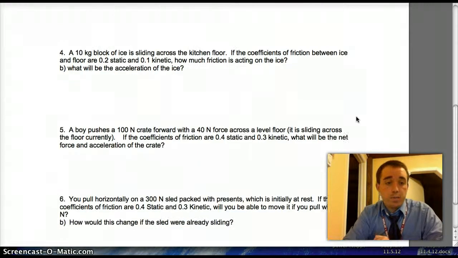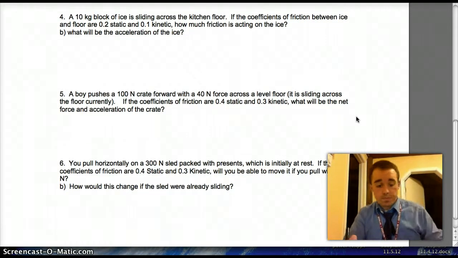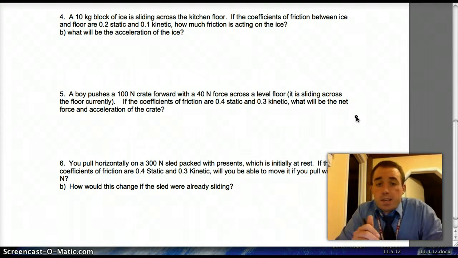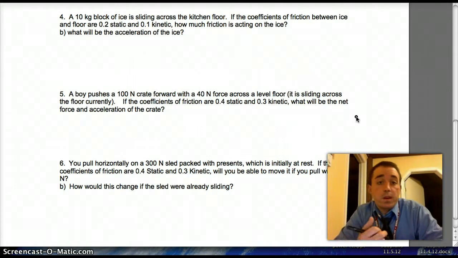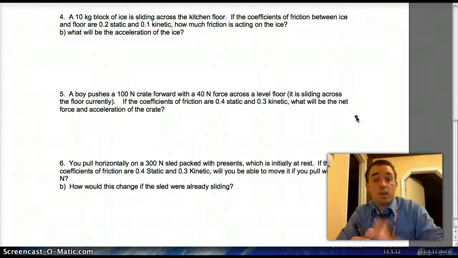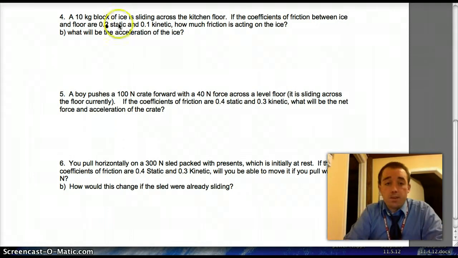Okay, question 4. Moving right along. This will probably be the last one on this video, and then we'll do another video for 5 and 6. We'll see. We have a 10-kilogram block of ice sliding across the kitchen floor. If the coefficients of friction between the ice and the floor are 0.2 static, 0.1 kinetic, how much friction is acting on the ice? What will be the acceleration of the ice?